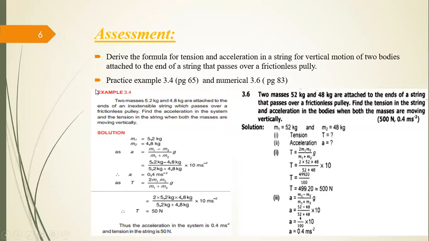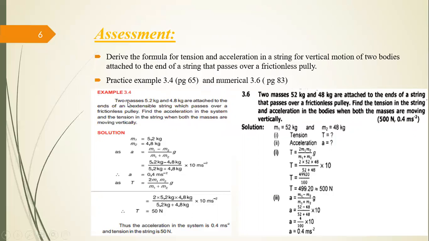For more explanation, you can also practice example 3.4 and numerical 3.6. This example is on page number 65 and numerical 3.6 is on page number 83. So I will explain both of these, the example and the numerical.